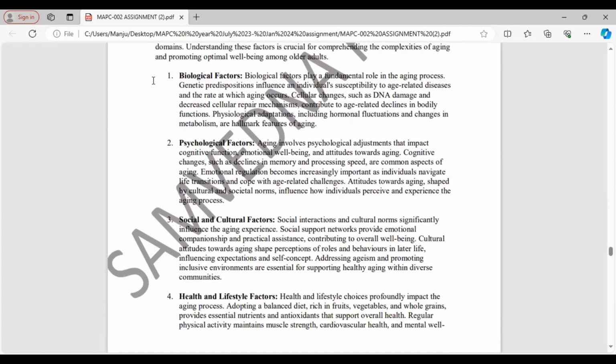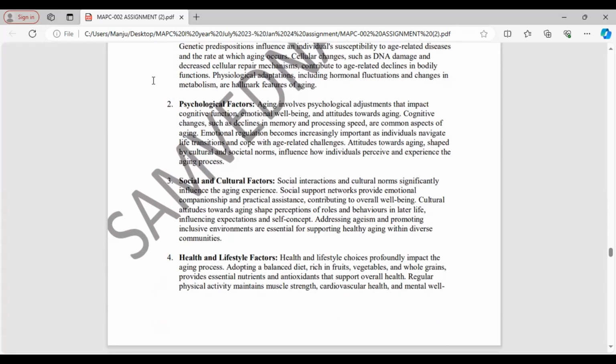Then psychological factors involve the changes that impact the cognitive functions and emotional well-being as well as the attitude towards the aging. So cognitive changes include decline in memory, processing speed. These are the common ones. Emotional regulation becomes increasingly important in this stage, and attitude towards aging shaped by culture and societal norms influence how individuals perceive and experience the aging process.